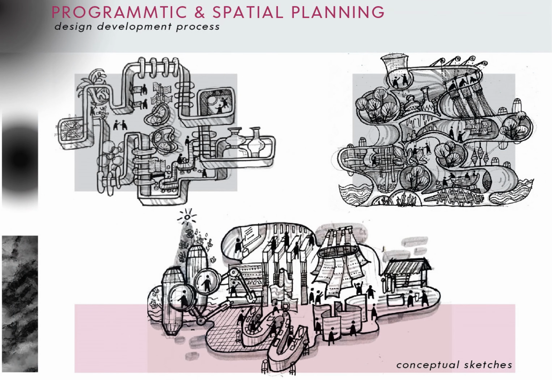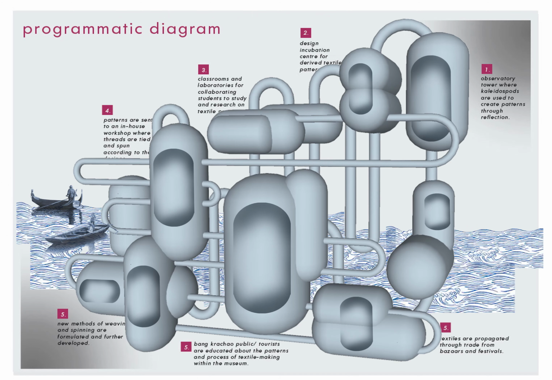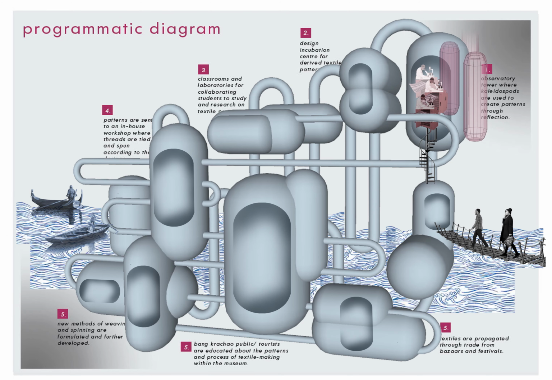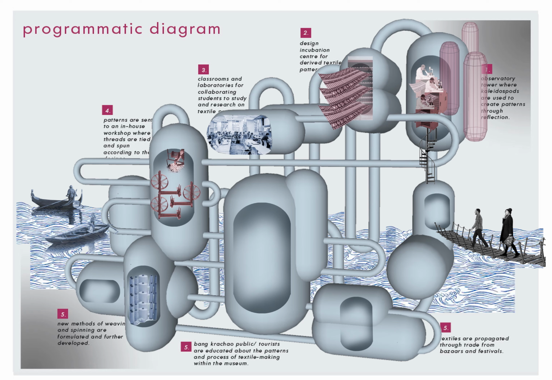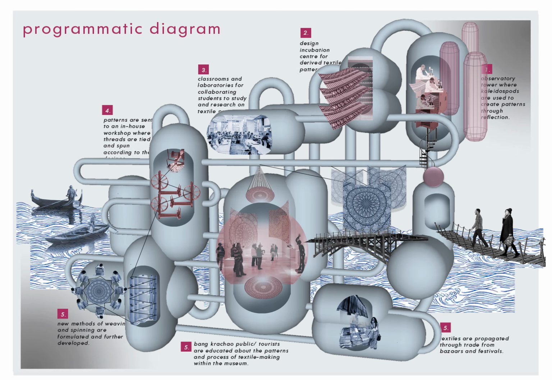With the above intentions in mind, the programmatic diagram for the project is mapped out through experimental sketches to determine the flow and interweaving elements or activities that will take place. The final diagram is then composed of an observatory tower, textile pattern design incubation center, classrooms, laboratories, textile creation workshop, gallery area, and bazaar area where the user or visitor will journey through.